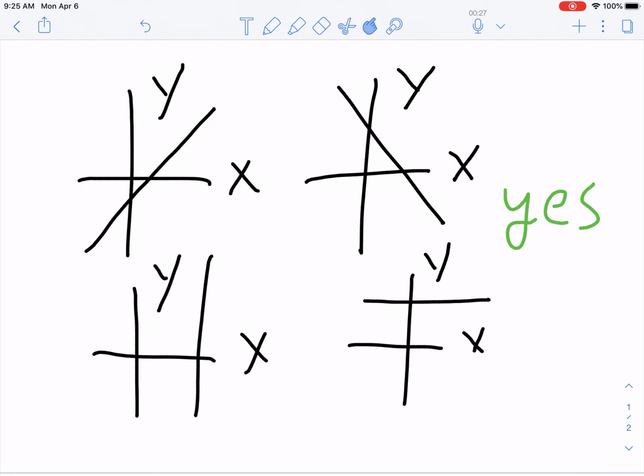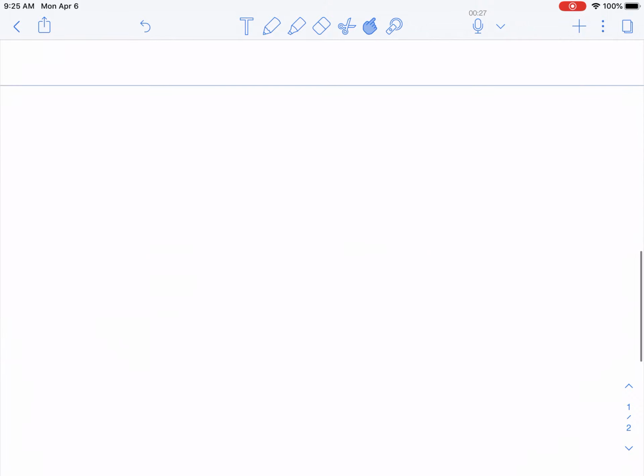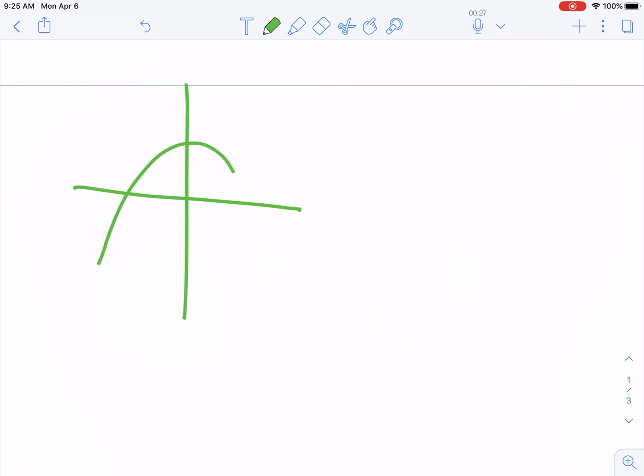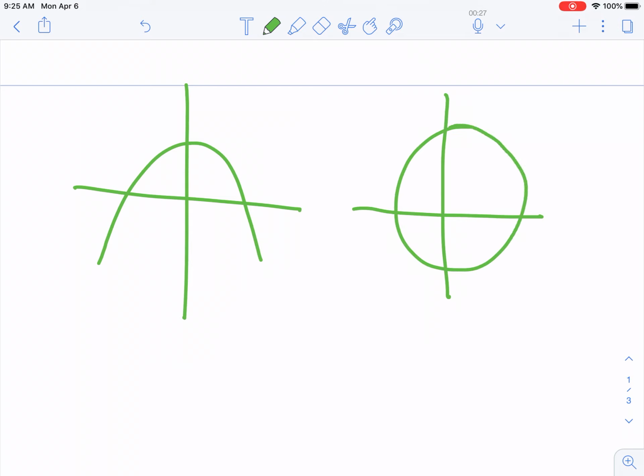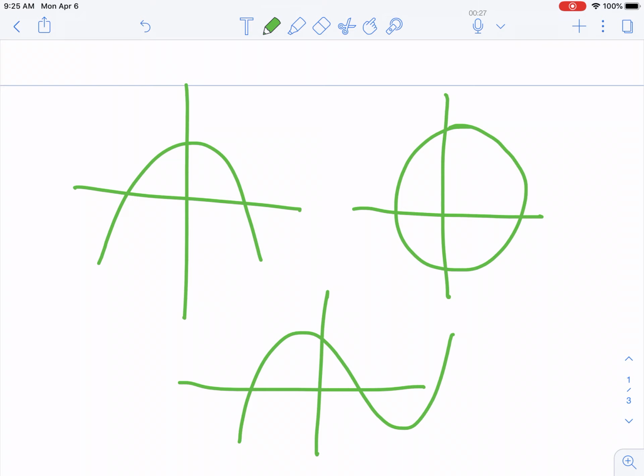Some examples that are not linear relations might look like curves. That's not a linear relation because it's not a line. This is also not a linear relation. It could be a circle or an ellipse, or something that could be wavy, like this, is also not a linear relation. Sorry, these equations are not linear relations because they're not straight lines.